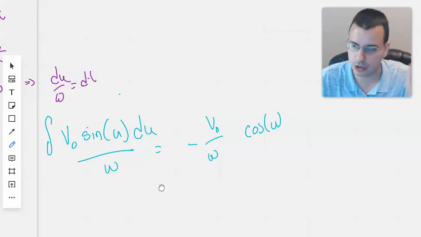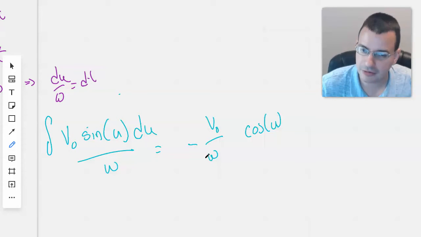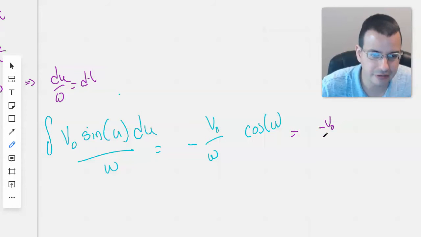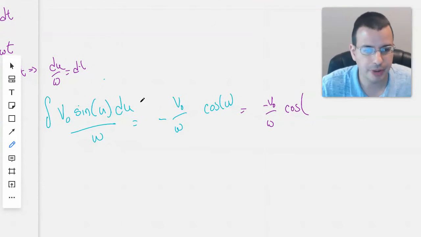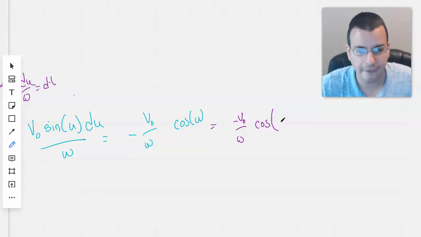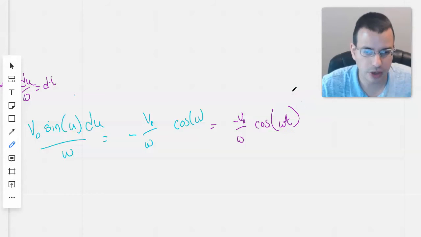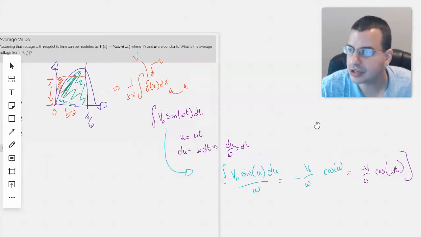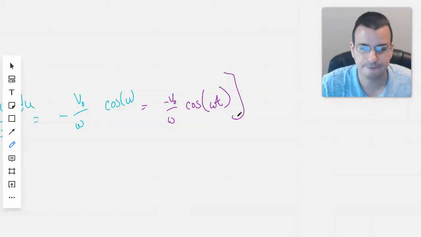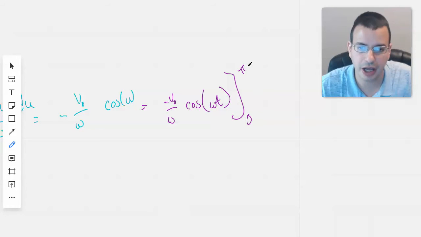Okay, focus. Negative V naught over omega cosine u, which will be negative V naught over omega cosine of omega t. Yep, going back to omegas. And we're going to evaluate this from 0 to pi over omega.